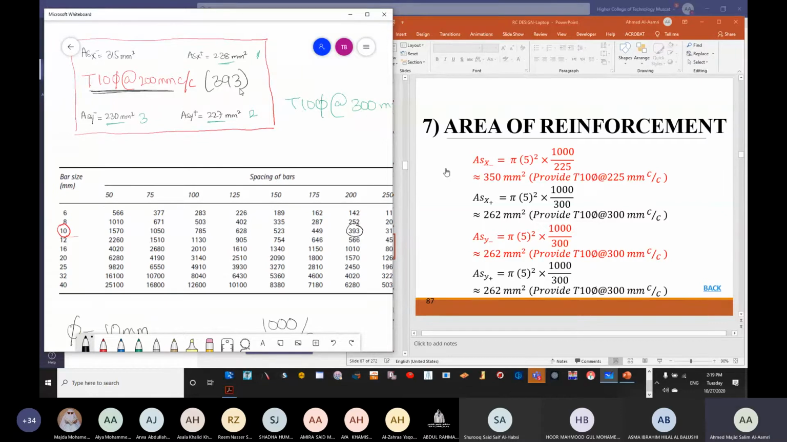T10 at 200 mm is 393. Now 393 is more than 350. That is okay. It's more than 315. But if I assumed my spacing is 225, instead of using 393, I'm going to use 350. Now 350 is more than 315 as well, but it's more economical than 393. Is it clear?